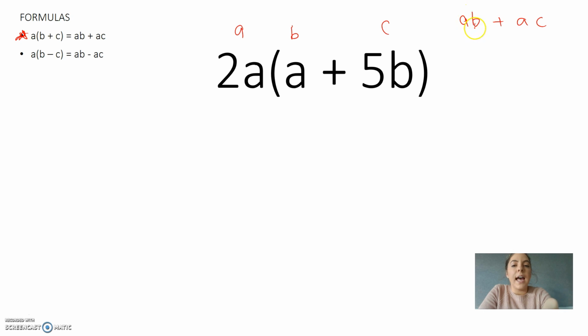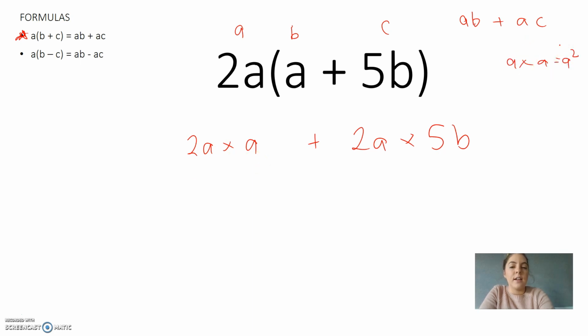So looking at my formula, AB, so it's going to be 2A times A plus AC. A is 2A times 5B. Now you've done each of these steps, but just on their own. Now what you're doing is combining them into an expression together. The first thing, 2A times A. Now if we've got an A times an A, we actually have A squared. So the 2 remains the same because there's no other coefficient in front of the other A. And so it becomes 2A squared plus.